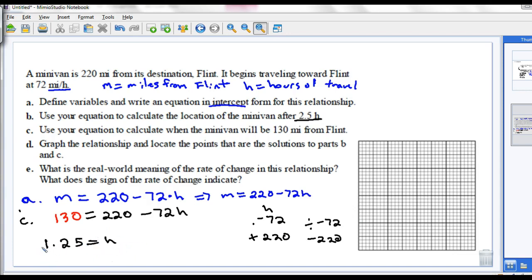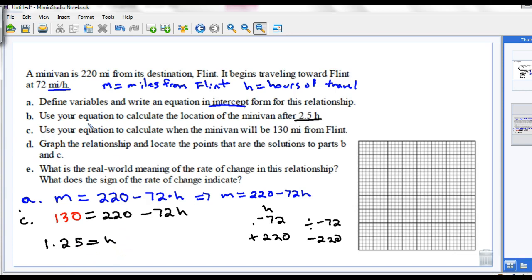So that's a little less than an hour and a half. It's not 25 minutes, right? This isn't 1.25 minutes. This is 0.25 of an hour. We could change this around, but it's like 1 and 1/4 hours, really. So that'd be 1 hour and 15 minutes.